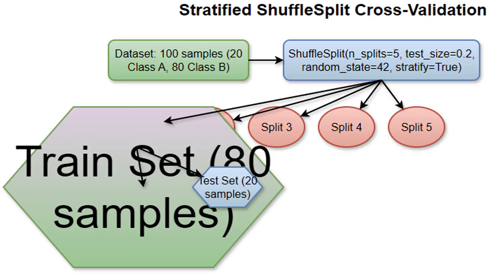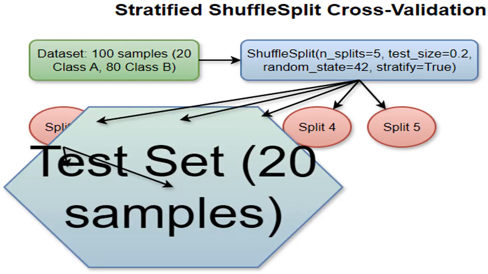Because the test size is 20%, each training set will contain the remaining 80 samples. This number remains constant across all splits. Similarly, since the test size is 20%, each test set will contain 20 samples. This also remains constant across all splits.